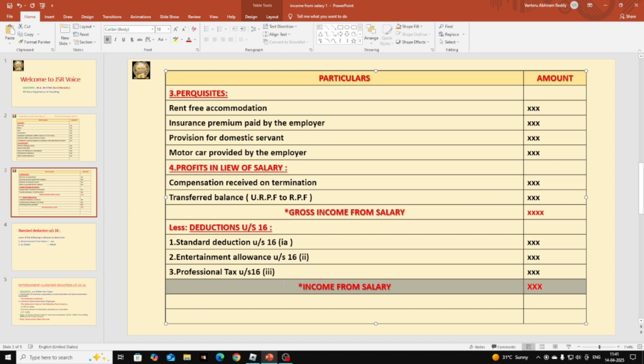So you should know all the rules and regulations, what comes under the salary head, what comes under allowances, how many types of allowances are there, what are its rules, and perquisites and their rules. Profits in lieu of salary is the fourth head. If we add all this, we get gross income from salary. Then we give some deductions under section 16. Total 3 deductions are there: standard deduction under section 16 1A, entertainment allowance under section 16 2, and professional tax under section 16 subsection 3. If we deduct these 3 deductions, we get income from salary. This is how we prepare the income from salary statement of every assessee. Hope this is clear.